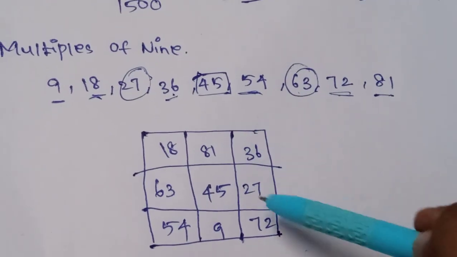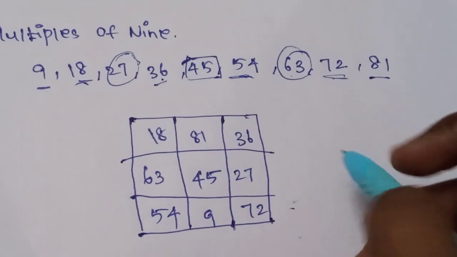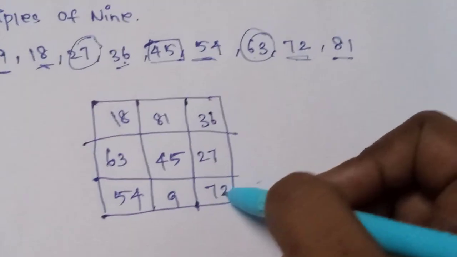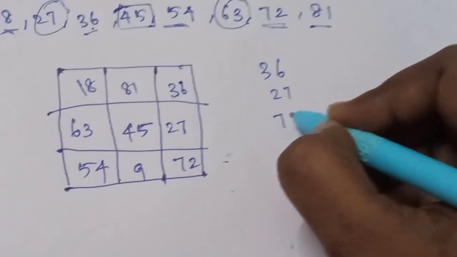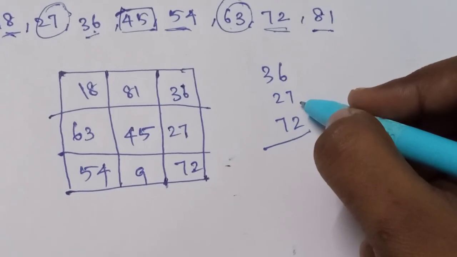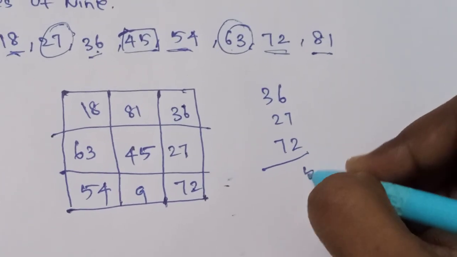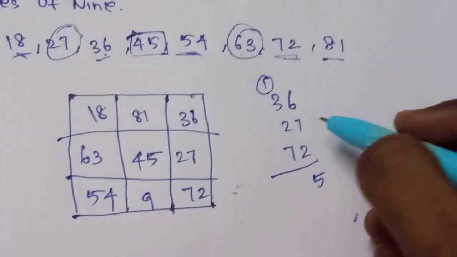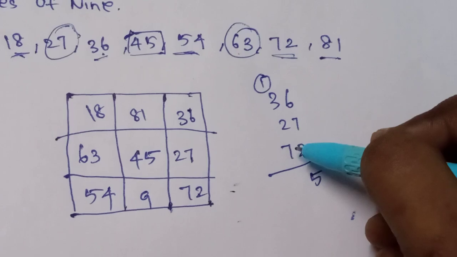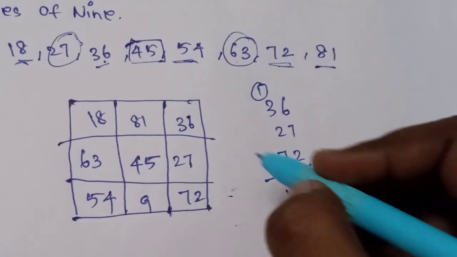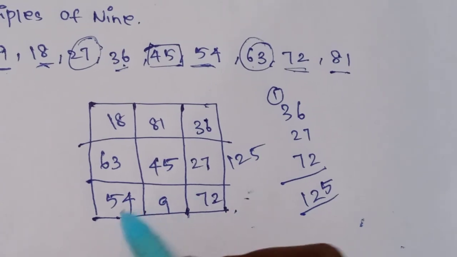Now if we add any three boxes in a line, we have to get equal values. So first we will add 36, 27 and 72. 6 plus 7, 13. 13 plus 2, 15. So write 5 here and carry the 1 to the next place. So 3 plus 1, 4. 4 plus 2, 6. 6 plus 7, 12. So 125.